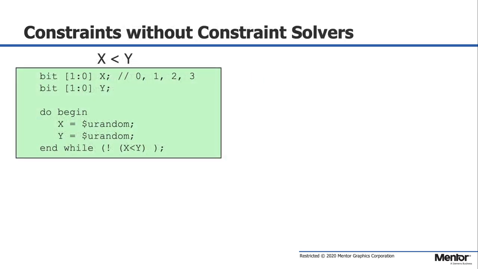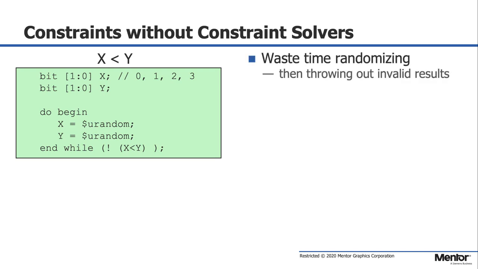If we look at a raw example of what a constraint is, here we have two variables, x and y, and the constraint we want to generate to is x less than y. The brute force way of doing this is randomizing x, then randomizing y, and then seeing if x is less than y. And if it's not true, we'll try it again. And we'll just keep doing this over and over again. This can actually waste a lot of time randomizing and then throwing out the invalid results.